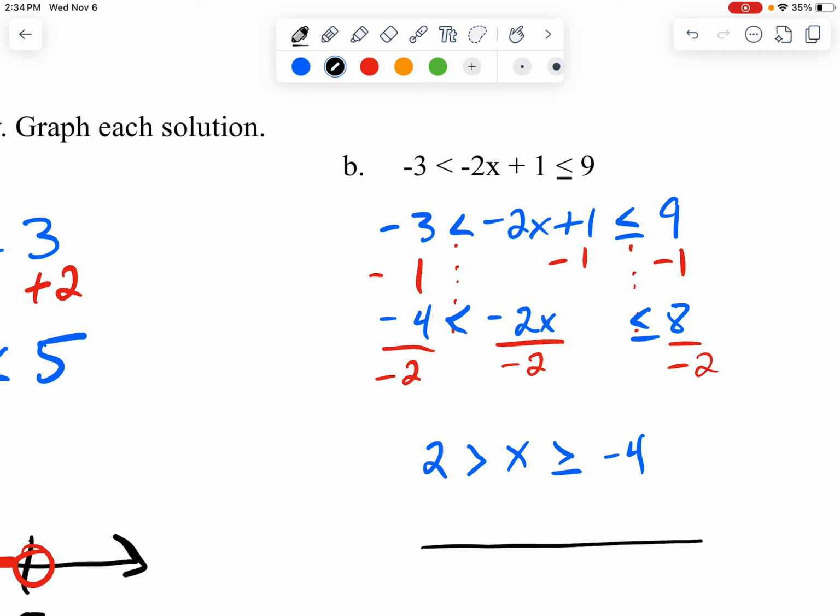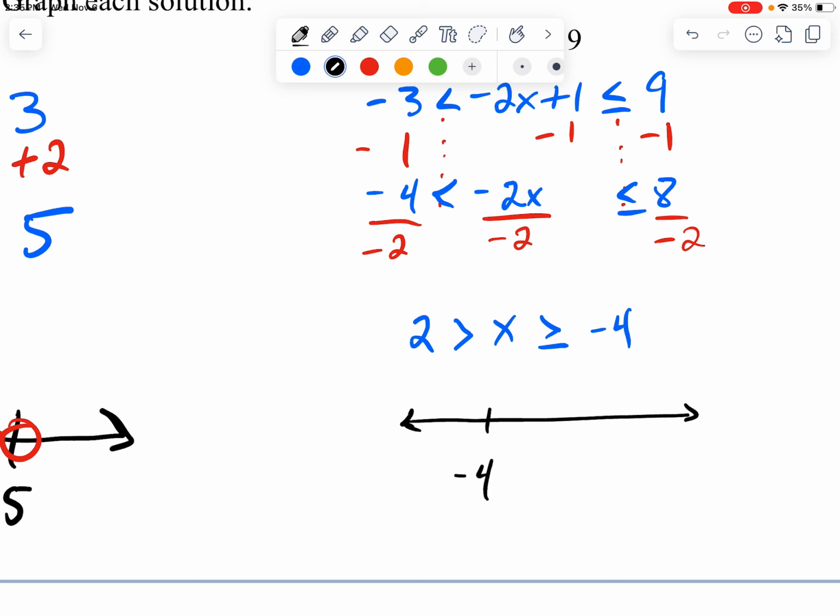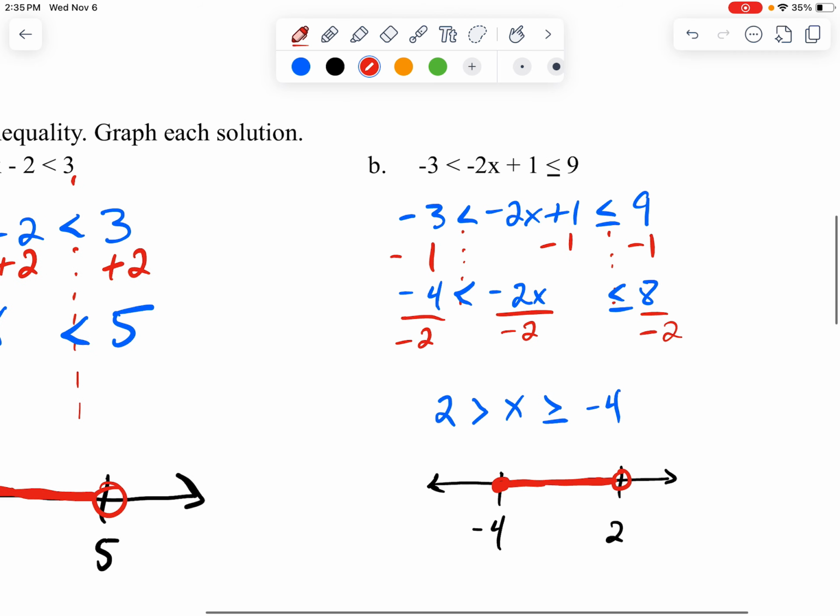If I were to graph this, -4 is my smaller value, so that should go on the left. 2 is my larger value. And where am I graphing? My x value is smaller than 2, and my x value is larger than or equal to -4. So that's going to get it closed, and that gets an open circle. And my solutions are everything in between. So if I picked any number between -4 and 2, including -4 but not including 2, and plugged that value in here, the entire thing would be true.